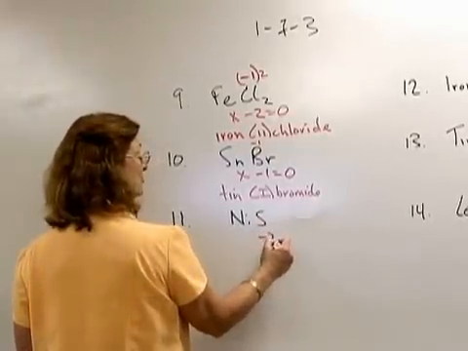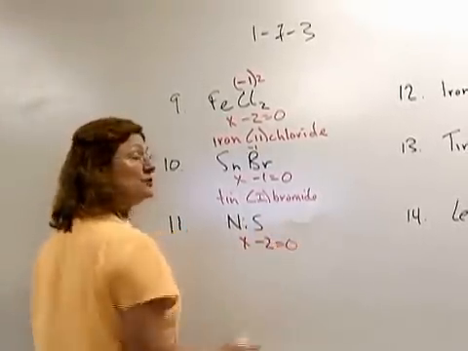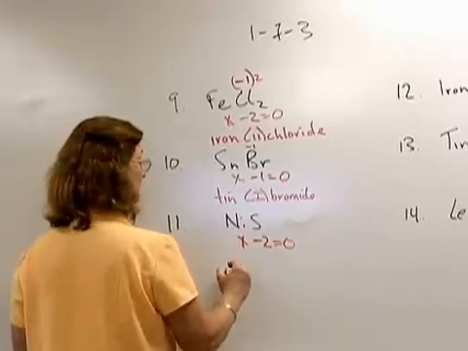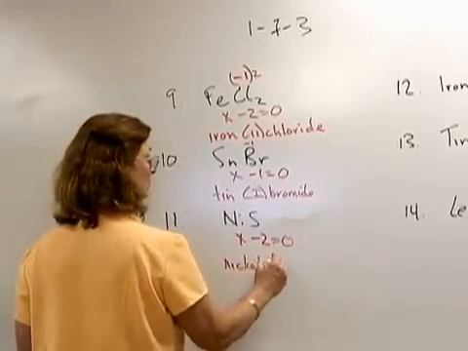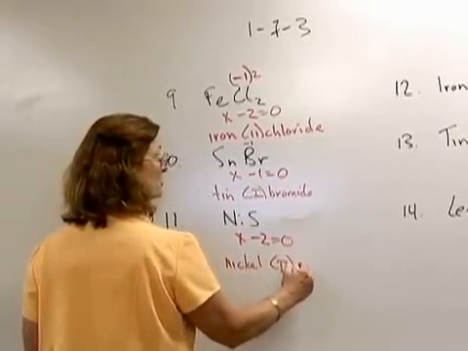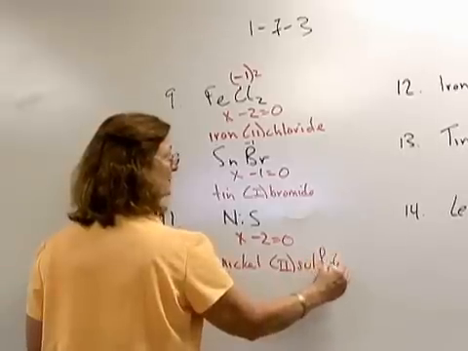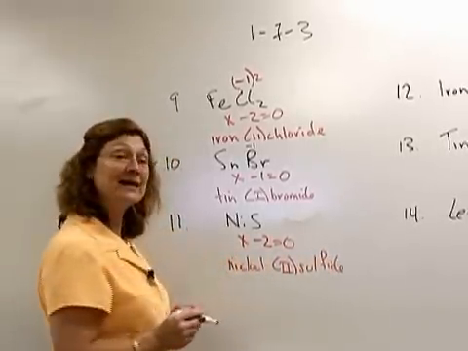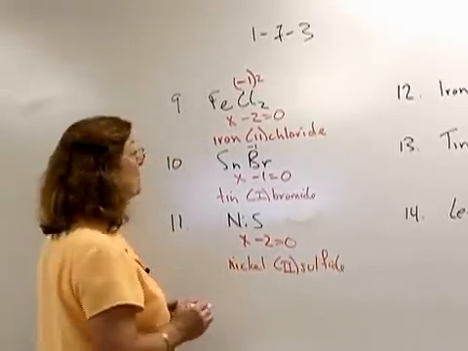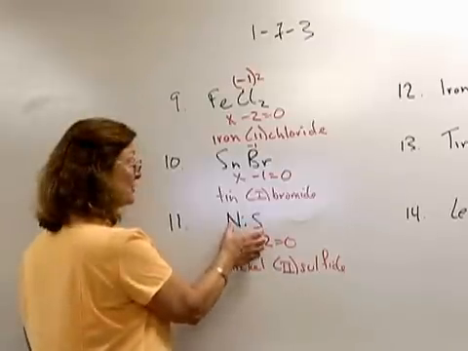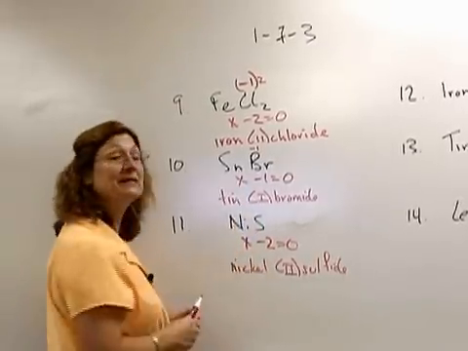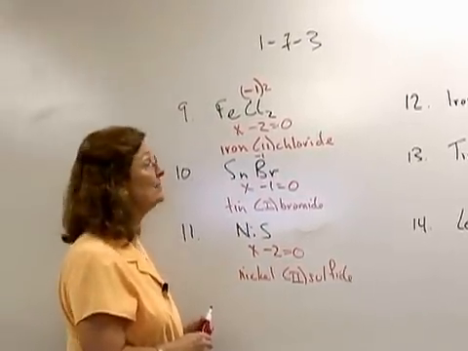Sulfur is -2. And compounds are 0. Therefore, nickel must be +2. Roman numeral 2, sulfide. And it ends in IDE because they're binary compounds. They're composed of 2 different elements. So the second element takes on the ending IDE.